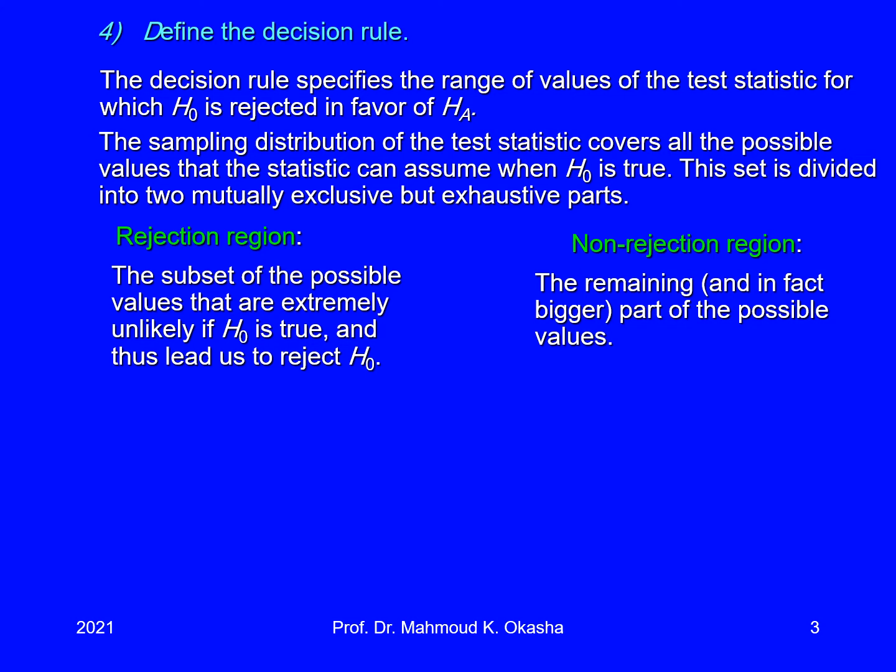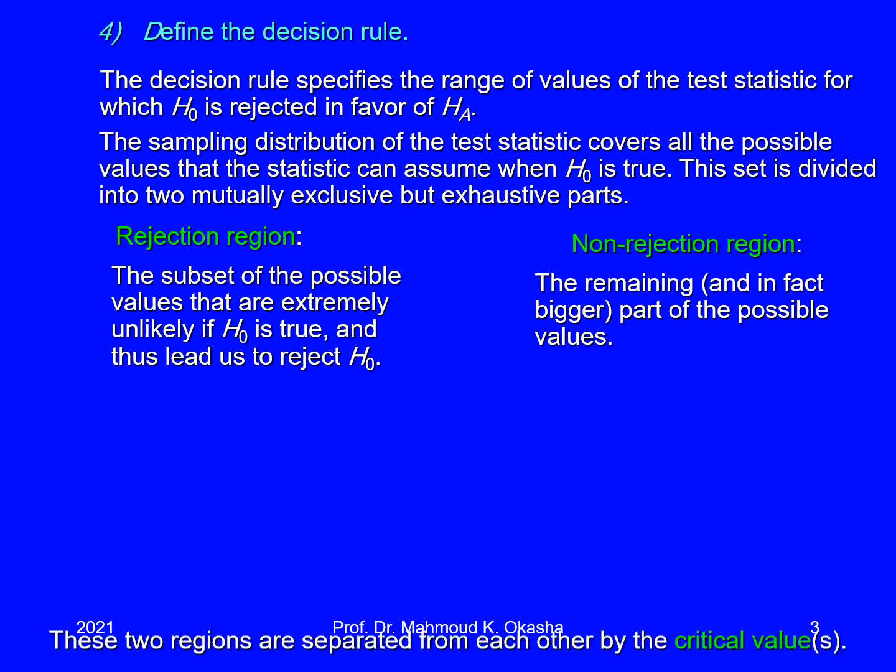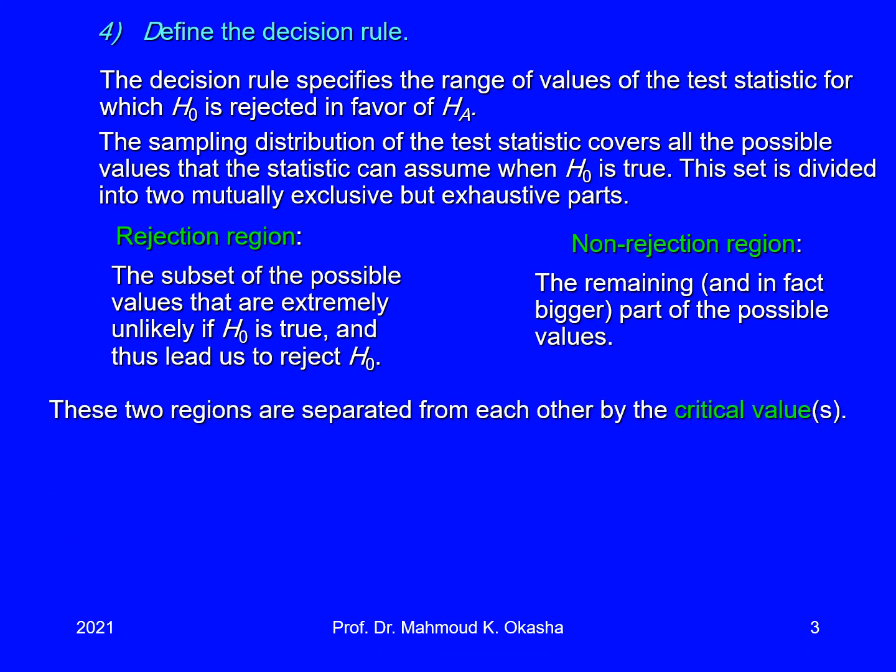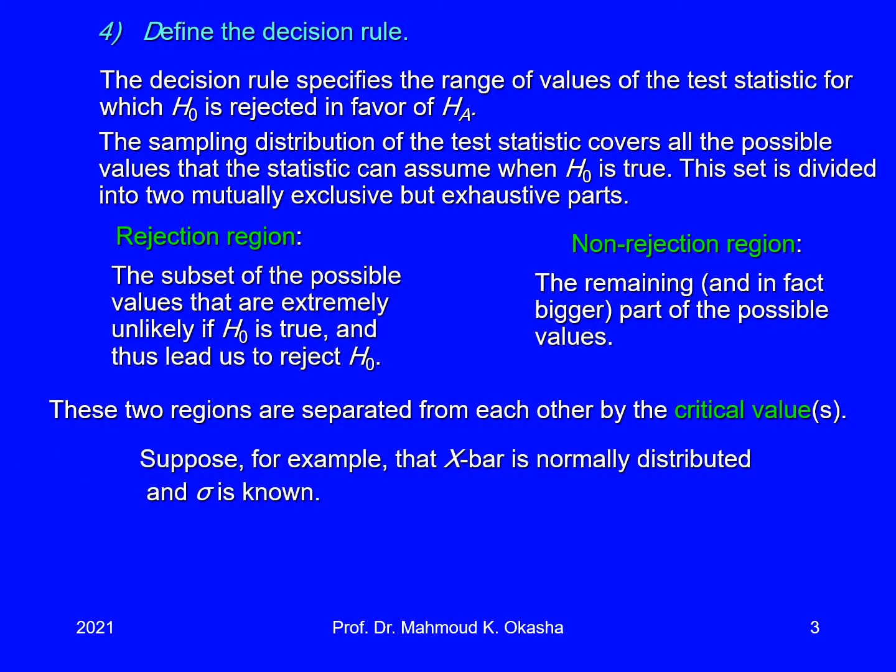So we define the region in which the test statistic can take values and divide it into two parts. One we call the rejection region and the other we call the non-rejection region, separated by values from this value to this, or from this to this. These values are called critical values. The critical values separate the rejection region from the non-rejection region, right?